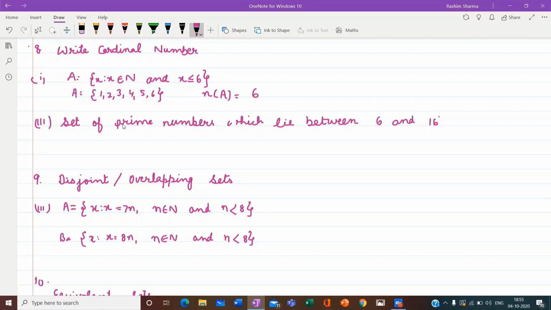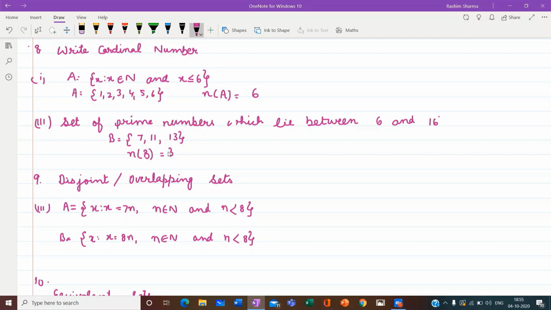Alright. Then the third part is the set of prime numbers which lie between 6 and 16. Let us give it the name B, and when we write it in roster form, here we will have 7, 11 and 13. So there are 3 elements, 3 prime numbers. So the cardinal number of set B is equal to 3.